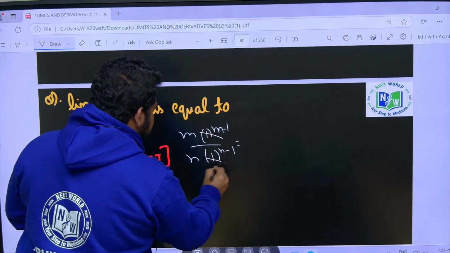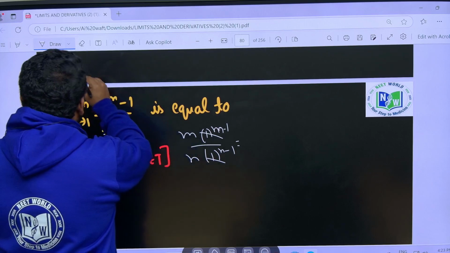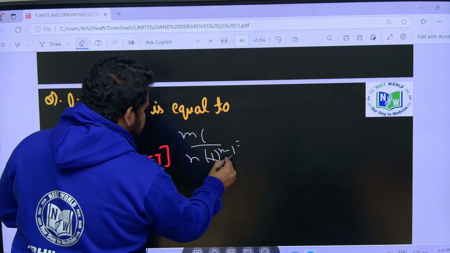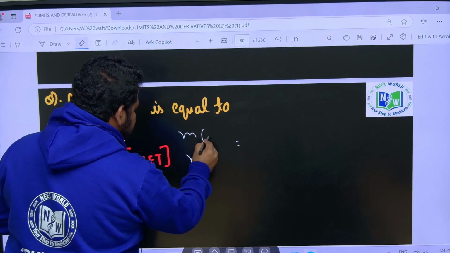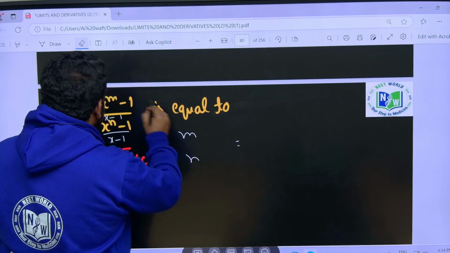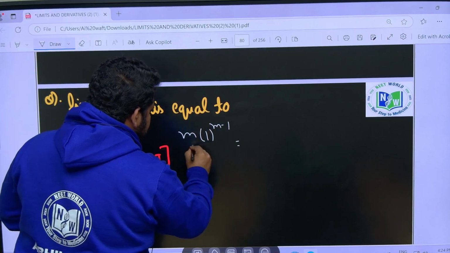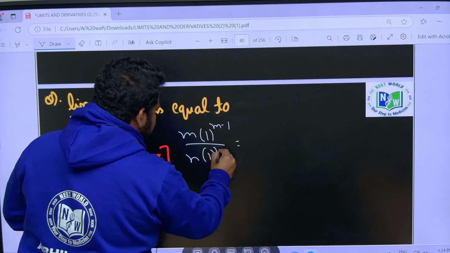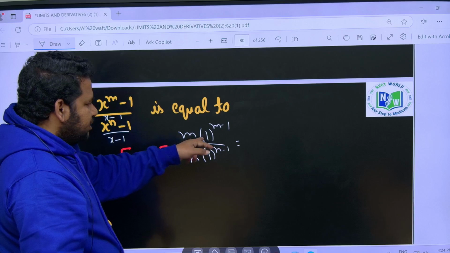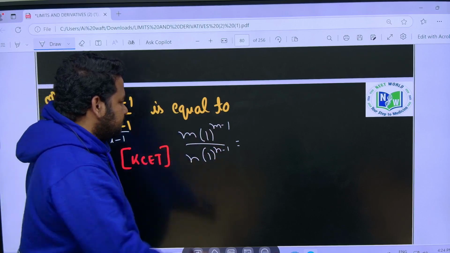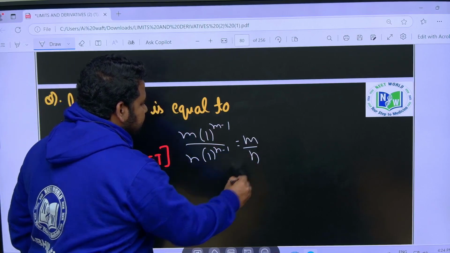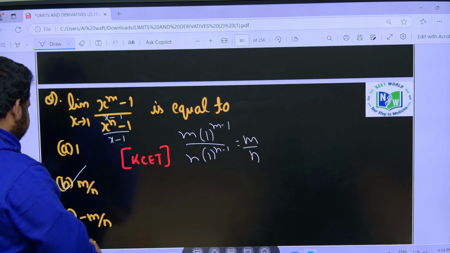This and this will cancel, or rather, let me write it again. So this will be m times 1 to the power of m minus 1, divided by n times 1 to the power of n minus 1. So 1 to the power of something is 1 itself. So we will get m by n. So the answer to this question is m by n.